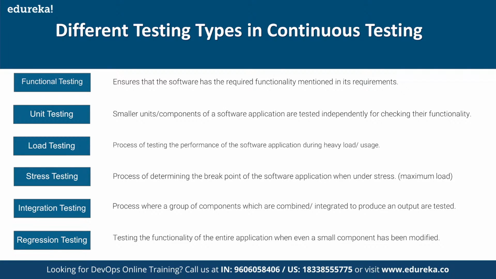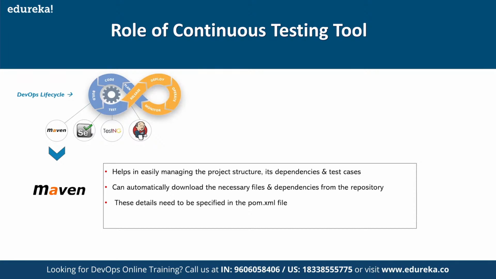So these are the different types of testing that are performed in the real world for our applications. Now, coming to the tools, what tools we use over here. Let's see the tools. We talked about the tools here: Maven, Selenium, TestNG, Jenkins.